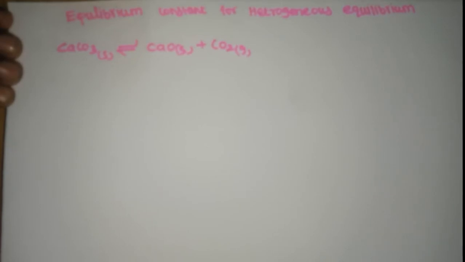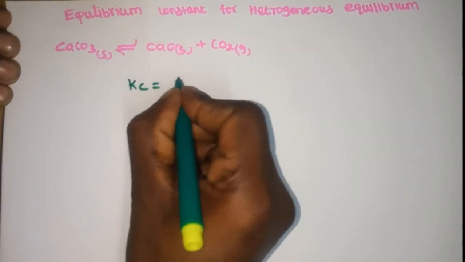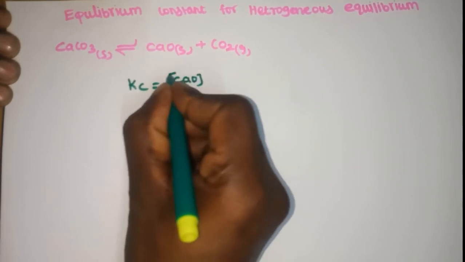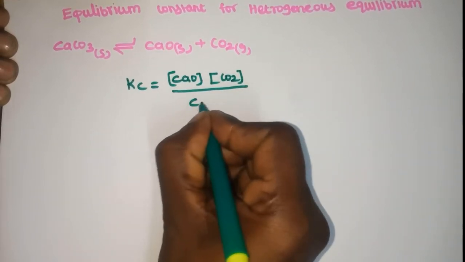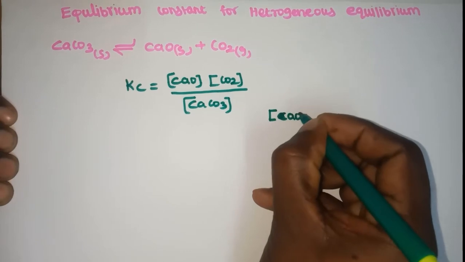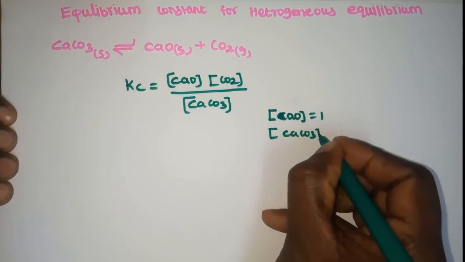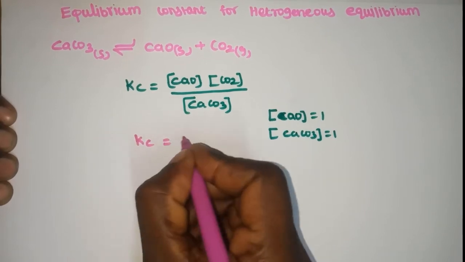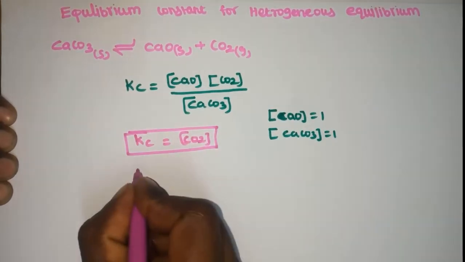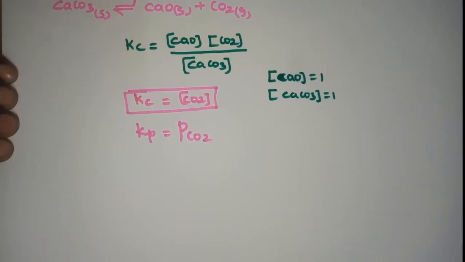First example, calcium carbonate decomposes into calcium oxide and carbon dioxide. Normally Kc is written as active masses of the products CaO and carbon dioxide divided by the active masses of the reactant calcium carbonate. Active masses of CaO equal to 1 and concentration of CaCO3 equal to 1. Substituting these values in the above equation, Kc equal to CO2. Similarly, Kp is written as Kp equal to PCO2.